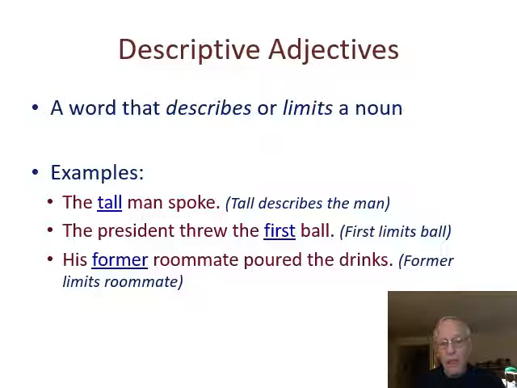His former roommate poured the drinks. And former, again, is a limiting adjective. It's descriptive, but it's limiting.